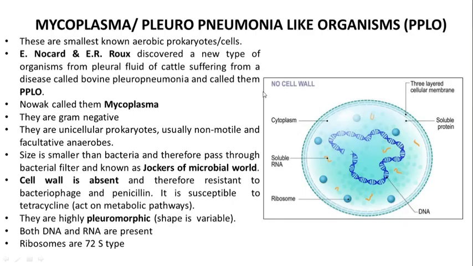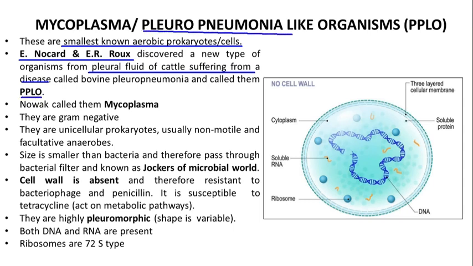The next is mycoplasma, or pleuropneumonia-like organisms. These are the smallest known aerobic prokaryotic cells. There is no other organism smaller than them. These bacteria were discovered by E. Nocard and E.R. Roux in the pleural fluid of cattle suffering from a disease. From the lung, you can say this bacteria was obtained and we call it PPLO, that means pleuropneumonia-like organism. Novak was the scientist who gave this term mycoplasma.